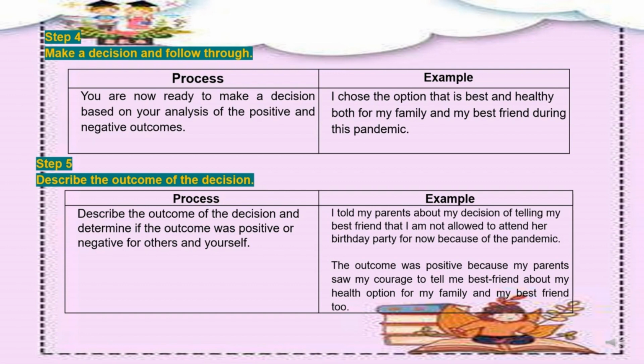Step 5. Describe the outcome of the decision. Process. Describe the outcome of the decision and determine if the outcome was positive or negative for others and yourself. Example. I told my parents about my decision of telling my best friend that I am not allowed to attend her birthday party for now because of the pandemic. The outcome was positive because my parents saw my courage to tell my best friend about my health option for my family and my best friend too.